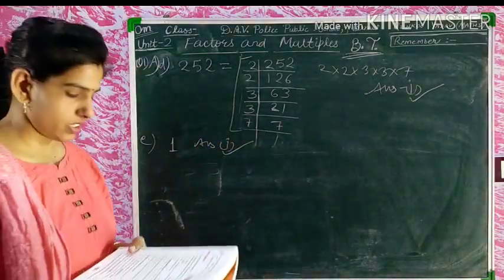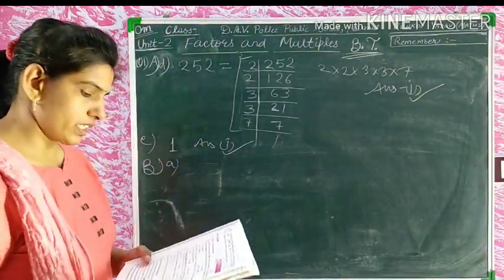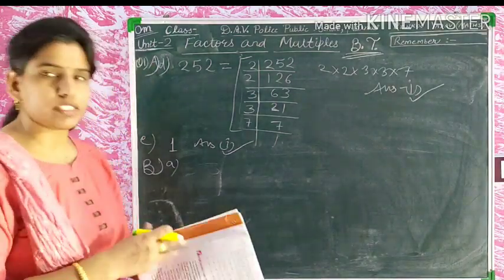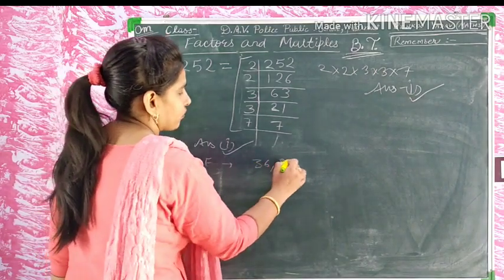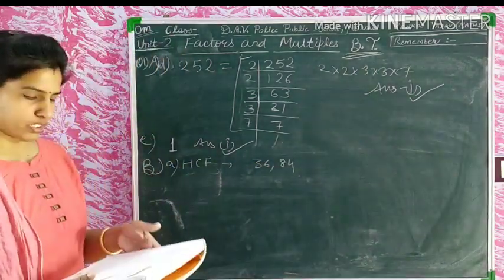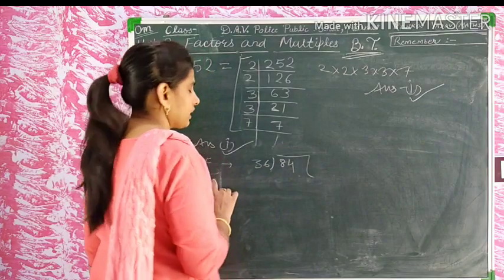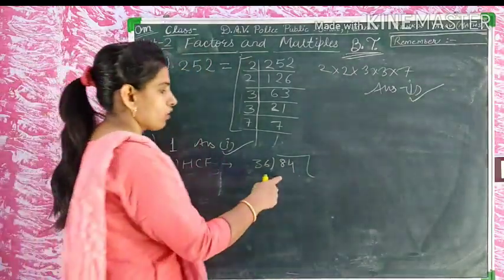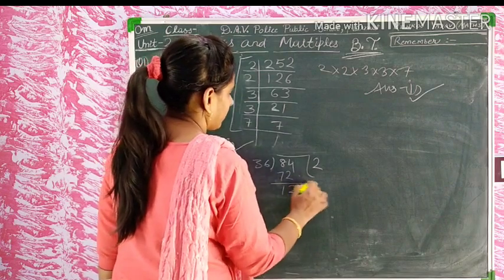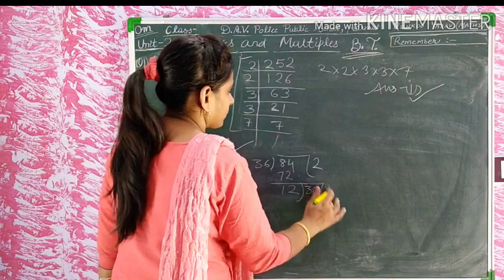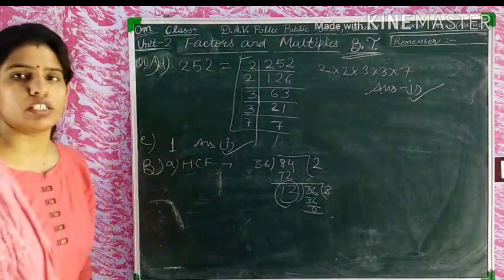Is this clear, students? Now we will go to part B. In part B, there is our part A. Find the highest common factor of 36 and 84. Students, we know that to find the highest common factor, we have the long division method. 36 twos are 72, and we get 12 here, and now again it will be divided by 3, that is 36. It will become 0.